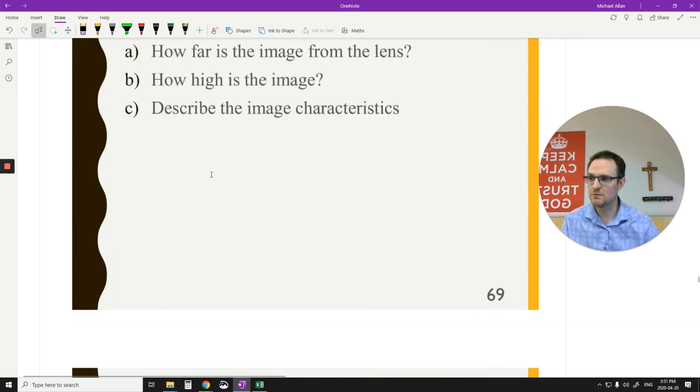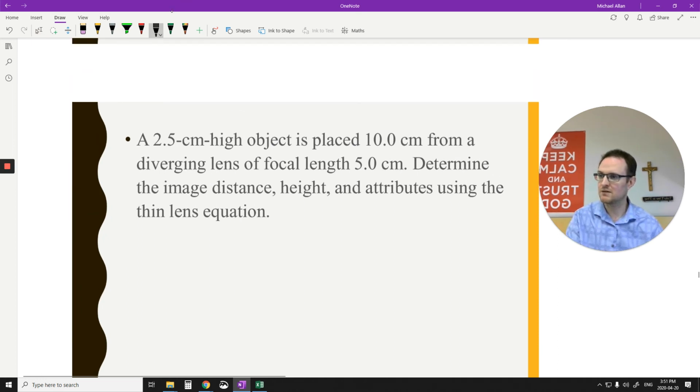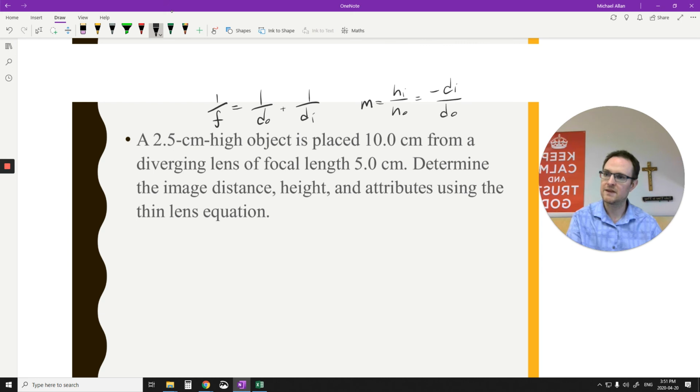So I'm just going to stop here. Actually, before I stop, I'm going to write down the formulas that we're going to be using for all this. 1 over f is equal to 1 over dO plus 1 over di. And the magnification formula, hi over ho is equal to negative di over dO. There you go. Those two formulas are exactly the same, and we're going to be using those exact same equations to do these kinds of problems.